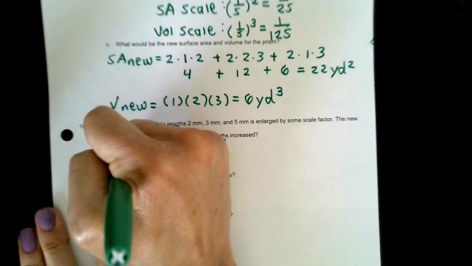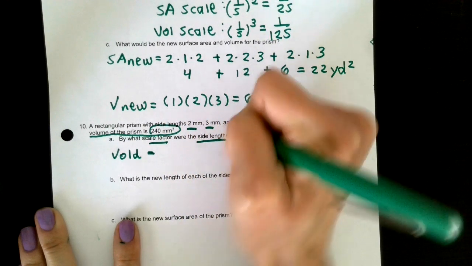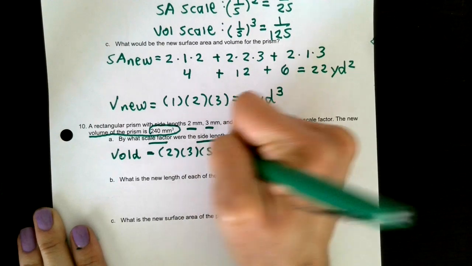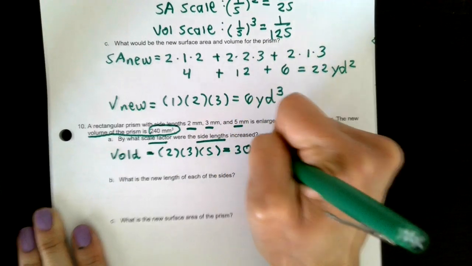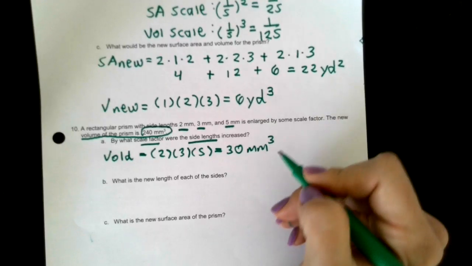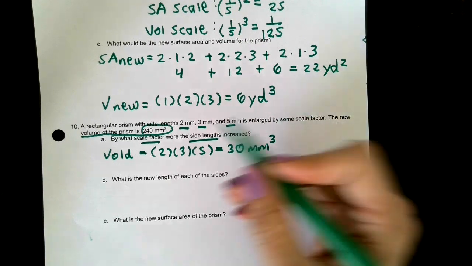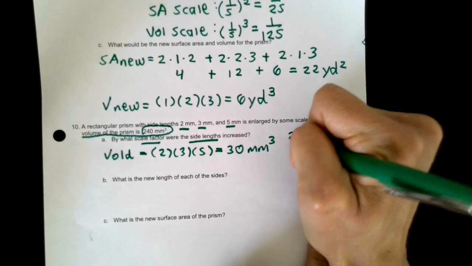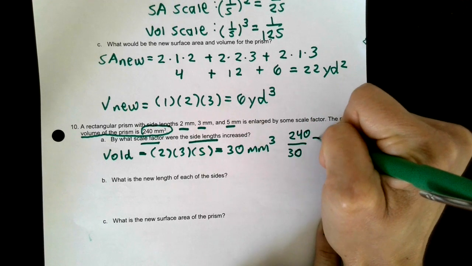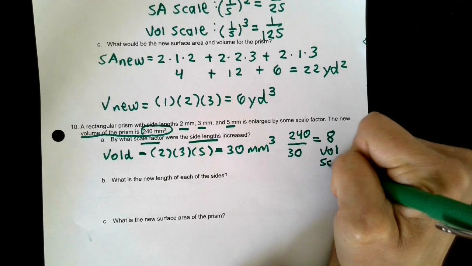So the volume of the old figure was 2 times 3 times 5. Okay, so multiplying all of those together, we get 30 millimeters to the third power. So that would be the volume of the old. And since we're given that the volume of the new prism is 240, let's take a look at that volume scale. So we're going to divide 240 by 30. So that would be 8. So this would be our volume scale.